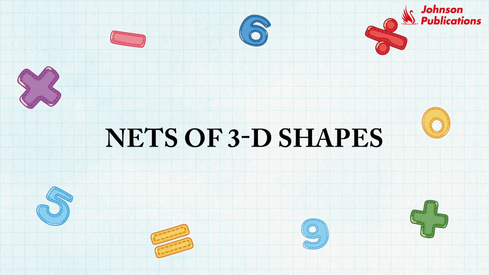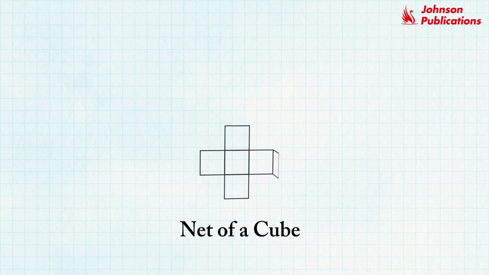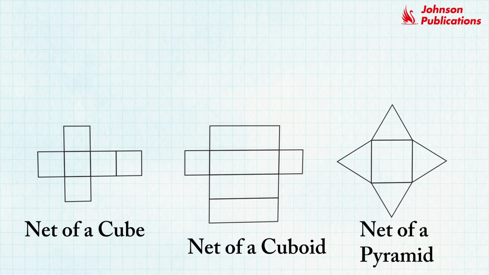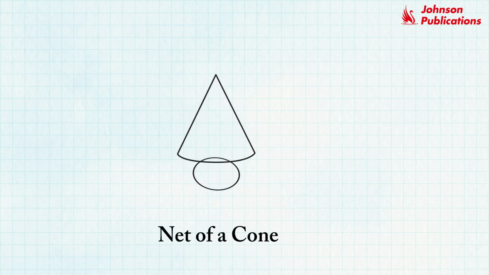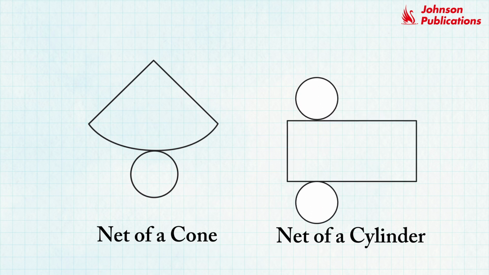Nets of 3D shapes. We will get the net of 3D shaped objects by unfolding it. Net of a cube looks like this. Net of a cuboid looks like this. The net of a pyramid looks like this. Net of a cone looks like this. Net of a cylinder looks like this.